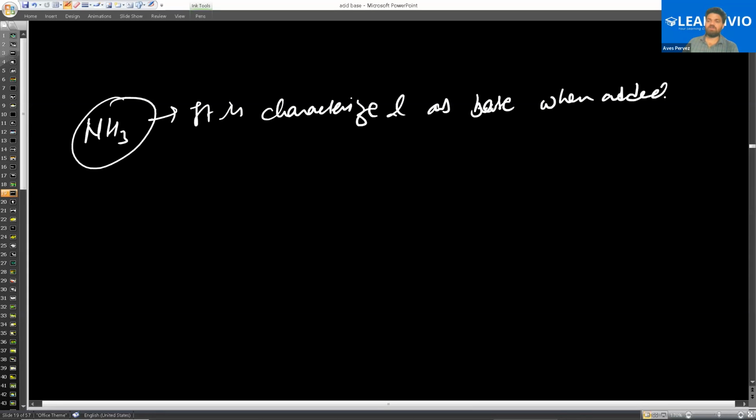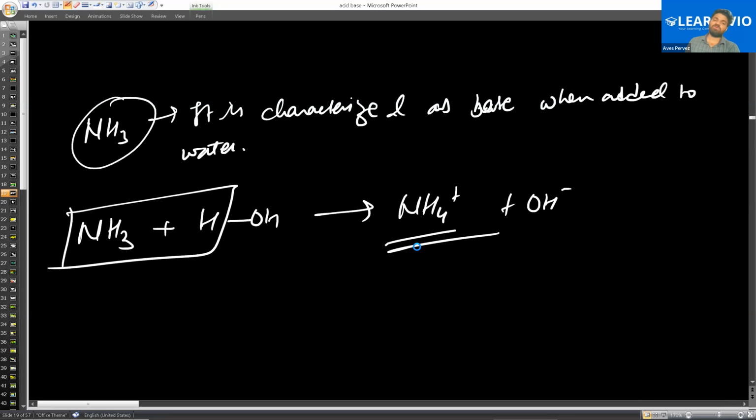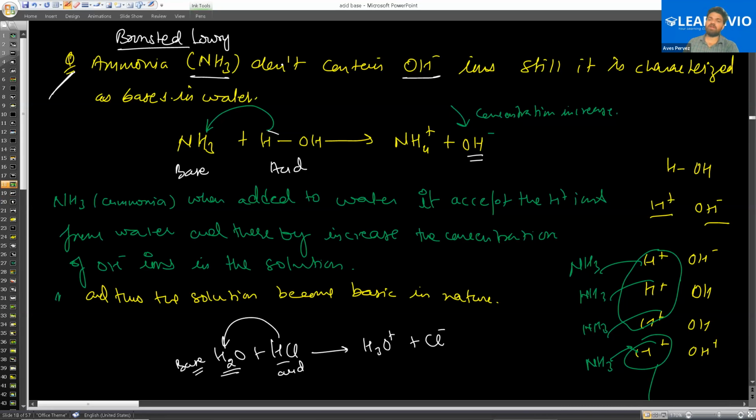So can you answer me why it is so? Is it because it accepts the hydrogen ion? Yes, it accepts the hydrogen ion from water and forms hydronium ion and OH negative ion. And any substance that accepts the hydrogen ions is considered to be a base. It turns red litmus to blue. So the question is, ammonia does not contain any OH negative ion, so it is characterized as base in water.